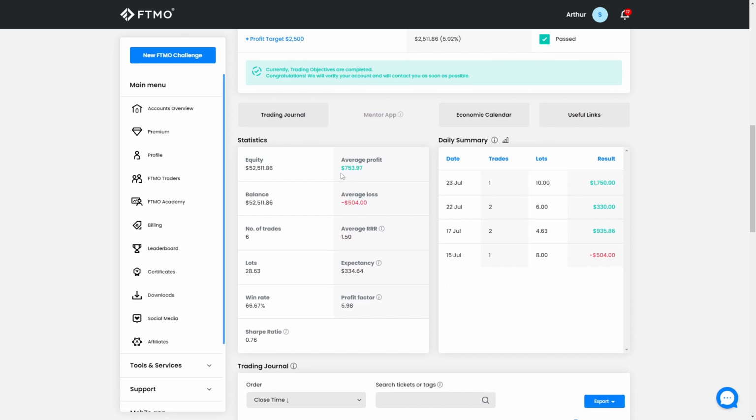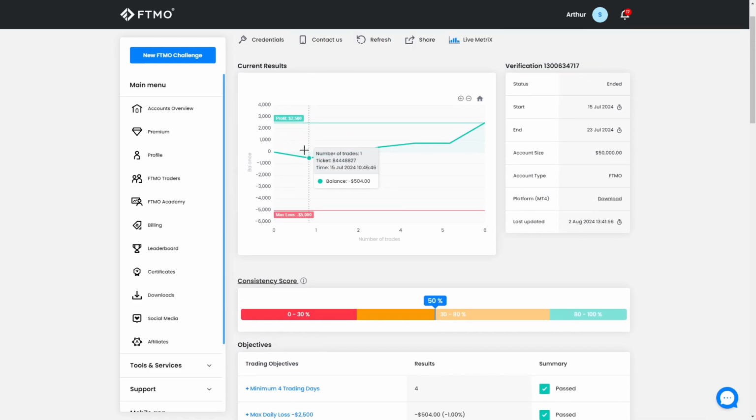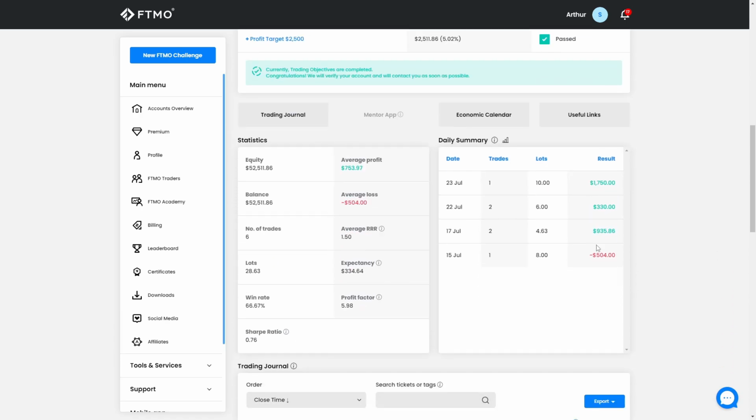As you can see here, average profit 750. I believe that's just because of some partials, but as you can see here in the daily summary, it was a bit higher. So the first day that I took was that 1% loss there, and we had a 2% win, 0.5%, and then the last day coming in with 3.5%.